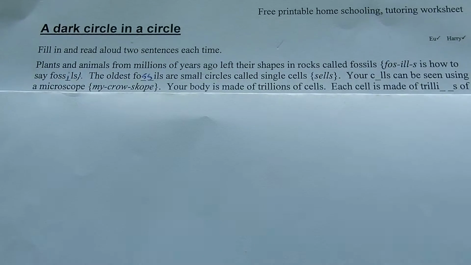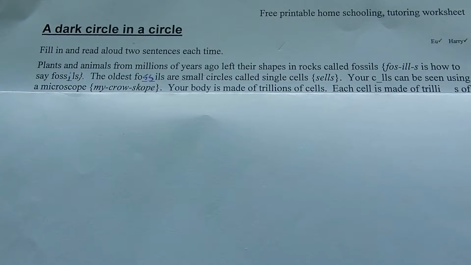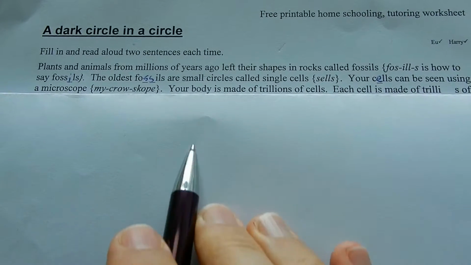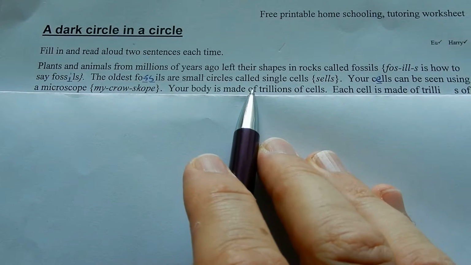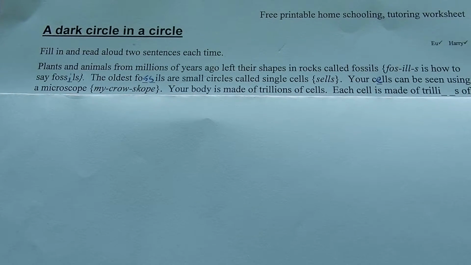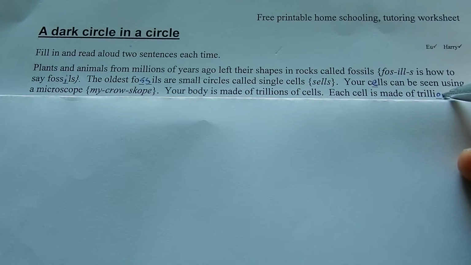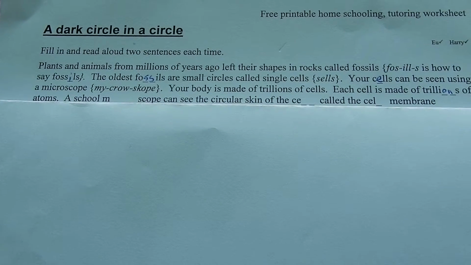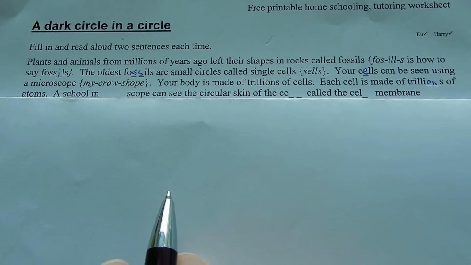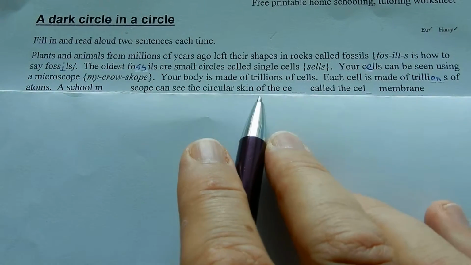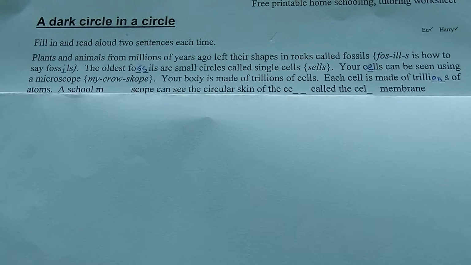Your cells can be seen using a microscope. Yeah, just a normal optical microscope to see cells. Your body is made of trillions of cells. Each cell is made of trillions of atoms. A school microscope can see the circular skin of the cell called the cell membrane.